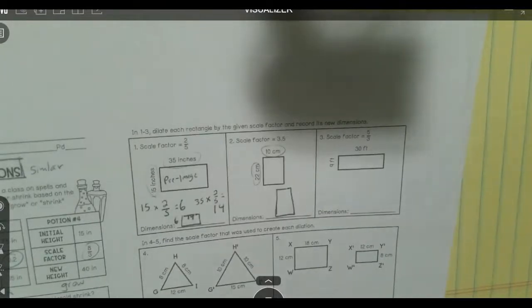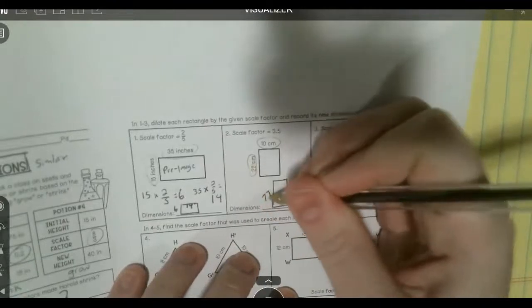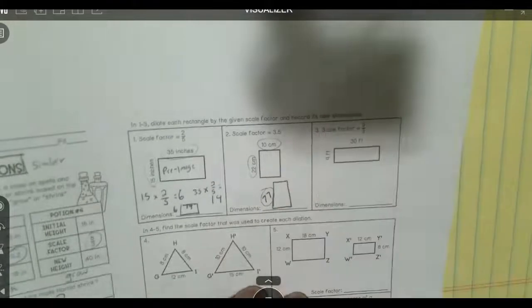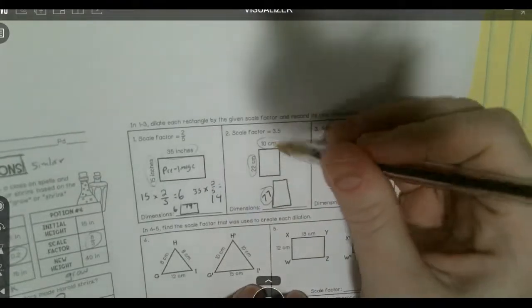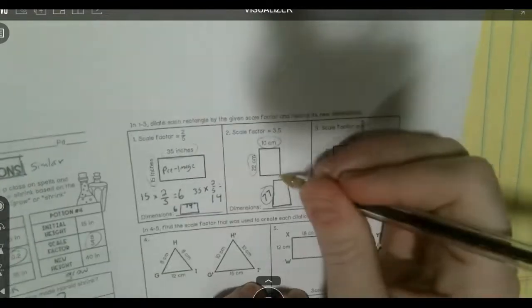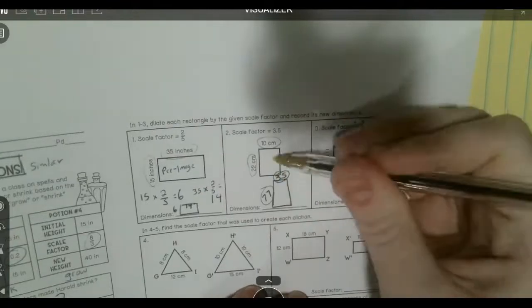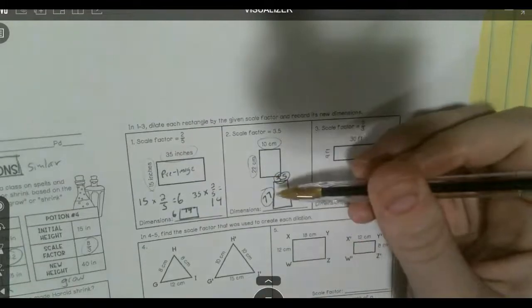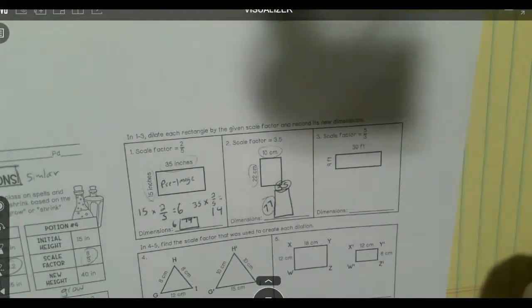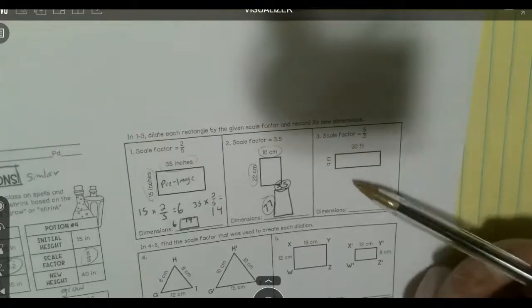So I'm going to go ahead and multiply. 22 times 3.5 is 77. So this side is 77 because these two sides, they kind of match up, okay? Next, we need to do the top part. I need to do 10 times 3.5, which is 35. And my new shape got bigger. Okay, I think you get the idea. I want you to try number 3 on your own and come back and we'll check your answers together.